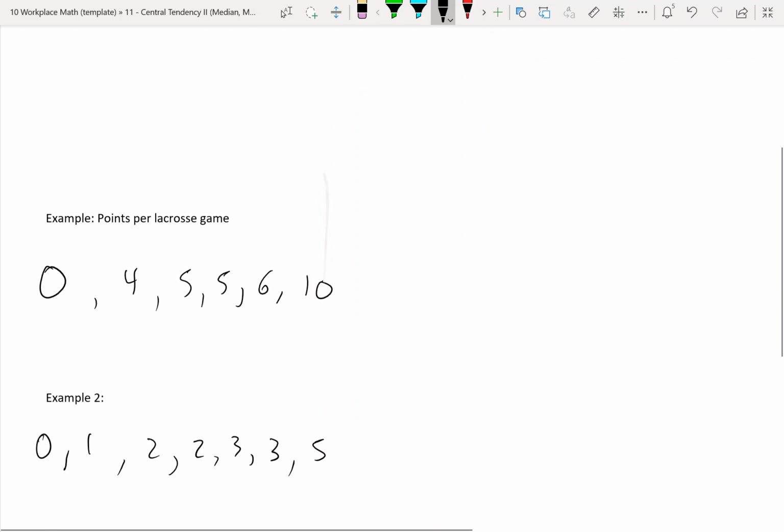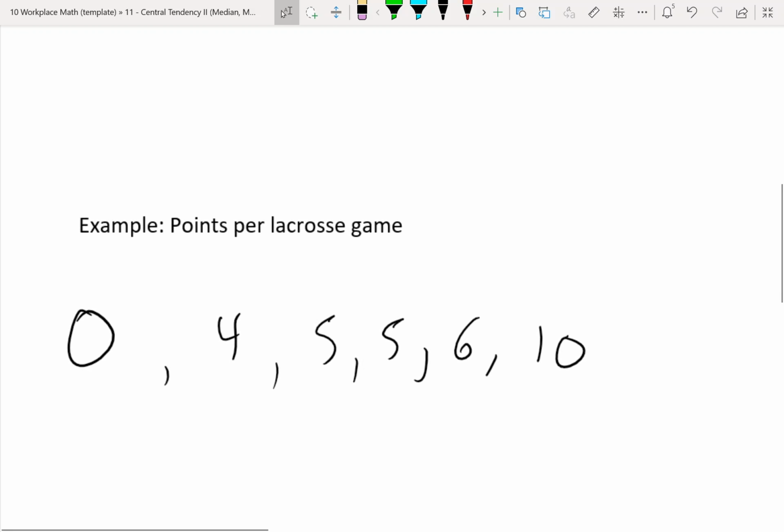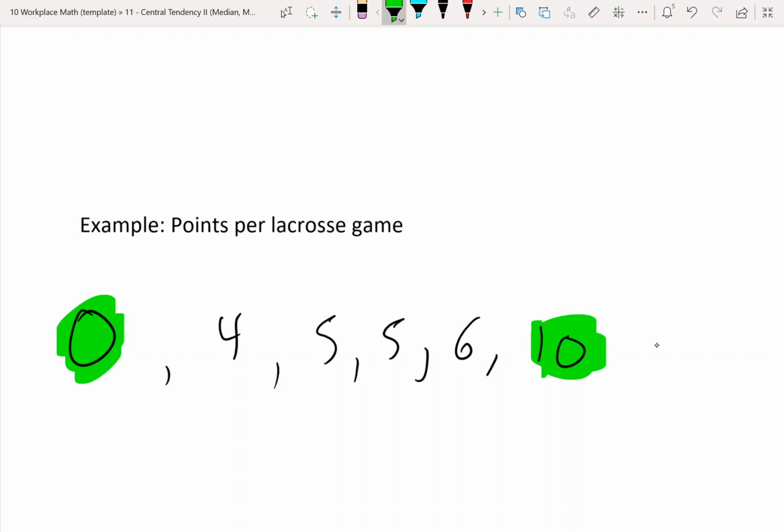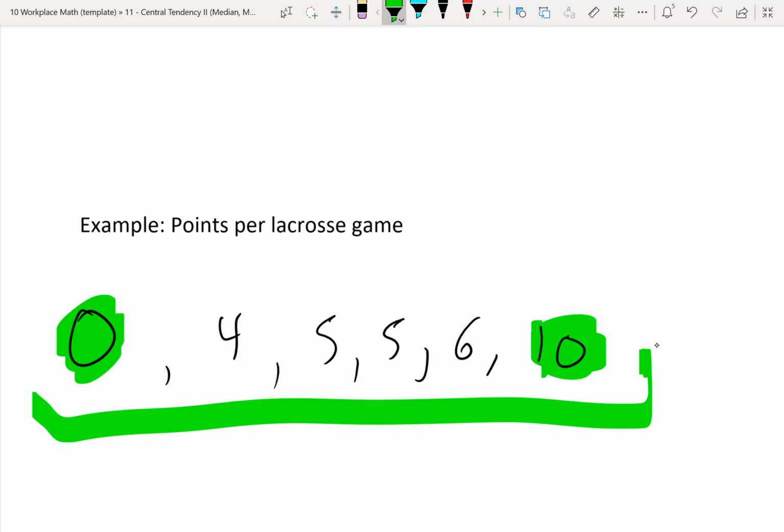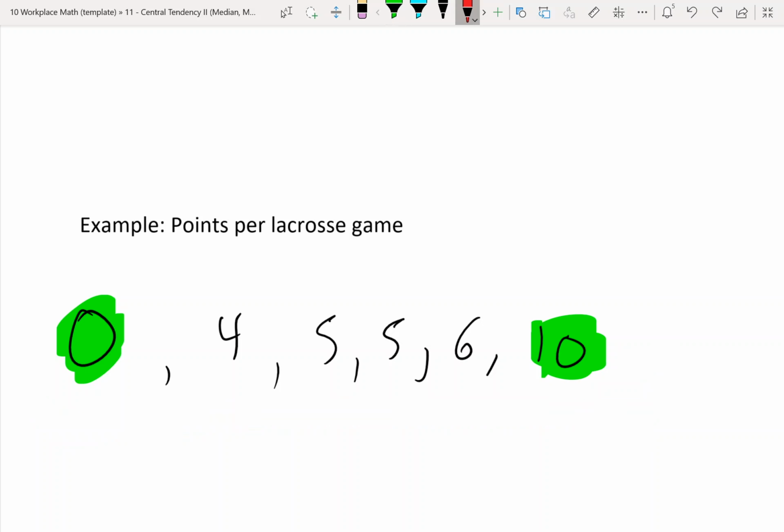So let's do an example. Let's say you played a lacrosse game, and this is how many points you got in different games. Okay, so the first game you got 0, then 4, 5, 5, 5, 6, 10. I put these in order of size because then it's a lot easier to figure out, well, this is the smallest and this is the biggest. So normally if we did average, we would add all of these together and then divide by 1, 2, 3, 4, 5, 6. But because we're doing trimmed average, we're actually going to exclude the bottom number and exclude the top number. So we're left just with the middles.